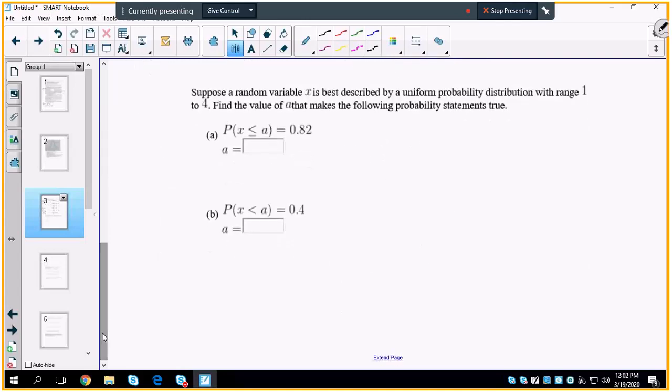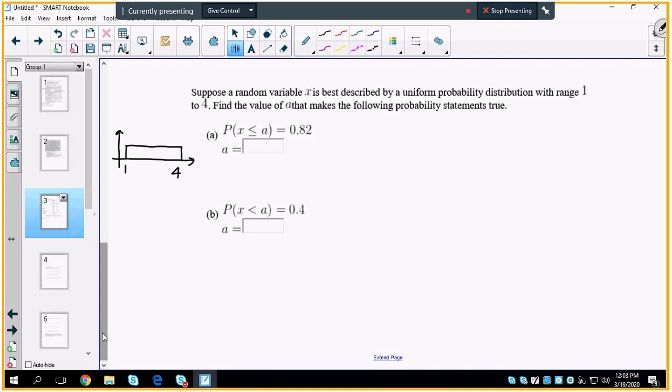This is a different example for a continuous random variable, still uniformly distributed. Suppose a random variable x is best described by a uniform probability distribution with the range of 1 through 4. Find the values of a that make the following probability statements true. First, think about the range. It's between 1 and 4. So the range is this rectangle, 1 to 4.